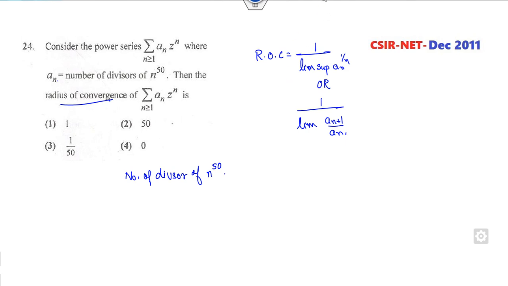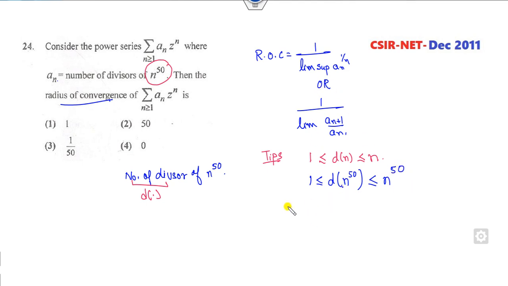So that's very simple. I think all of you remember that the number of divisors is always denoted by this notation. Now you need to find the number of divisors of n raised to power 50. So what is the meaning of that? I can replace n by n raised to power 50. Fine. This is my an.